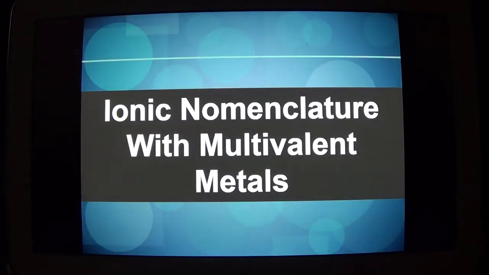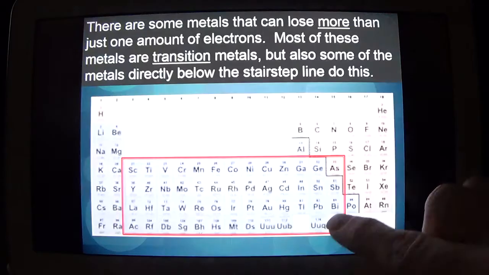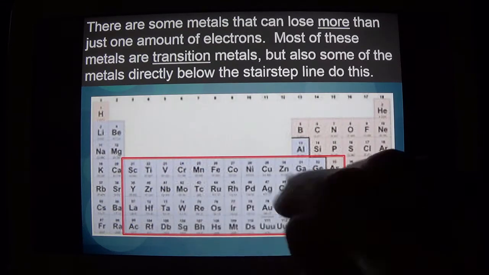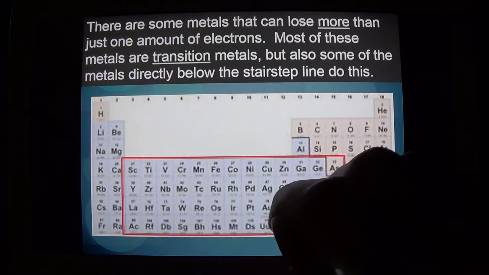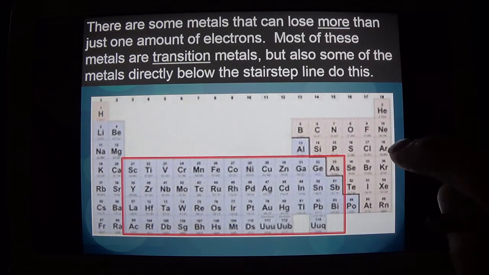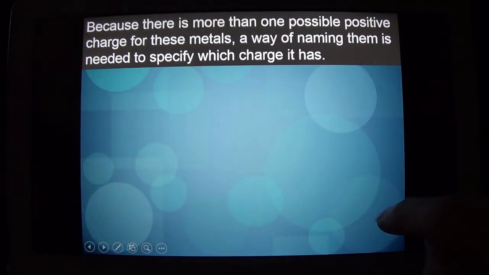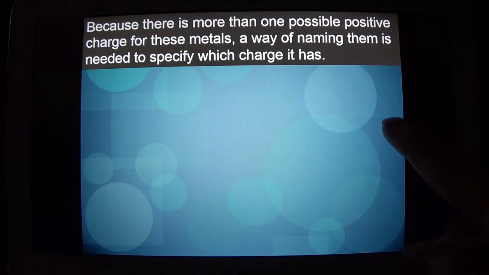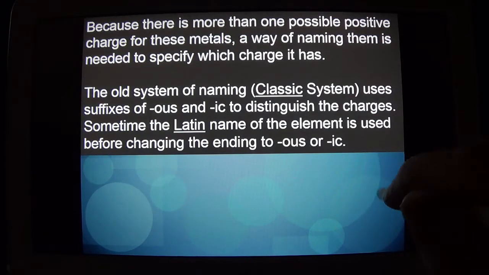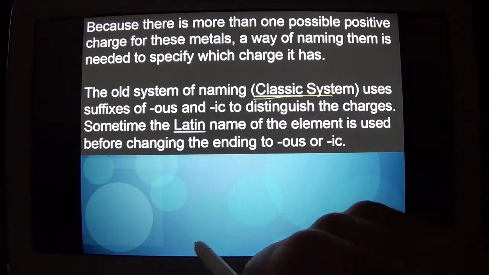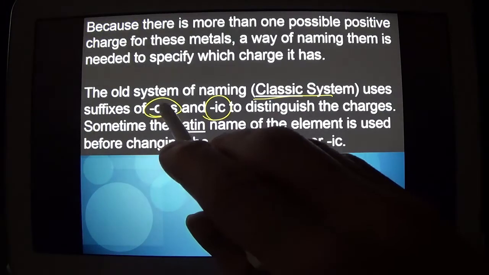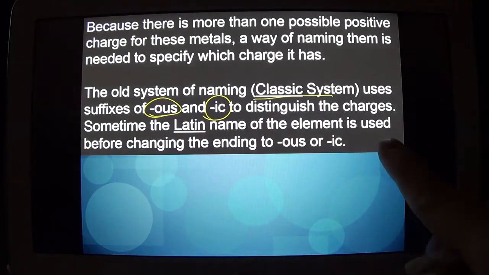And then what do we do about those metals that can have more than one charge? Those ones that are in the transition and inner transition area of the periodic table. And that's not to say that all of these have more than one charge, but most of them do. Well, we need a way to name them that specifies what charge it is being at this moment in this compound. So the old method was called the classic system, and it used suffixes of -us and -ic to let you know whether it was using its low charge or high charge at the time.